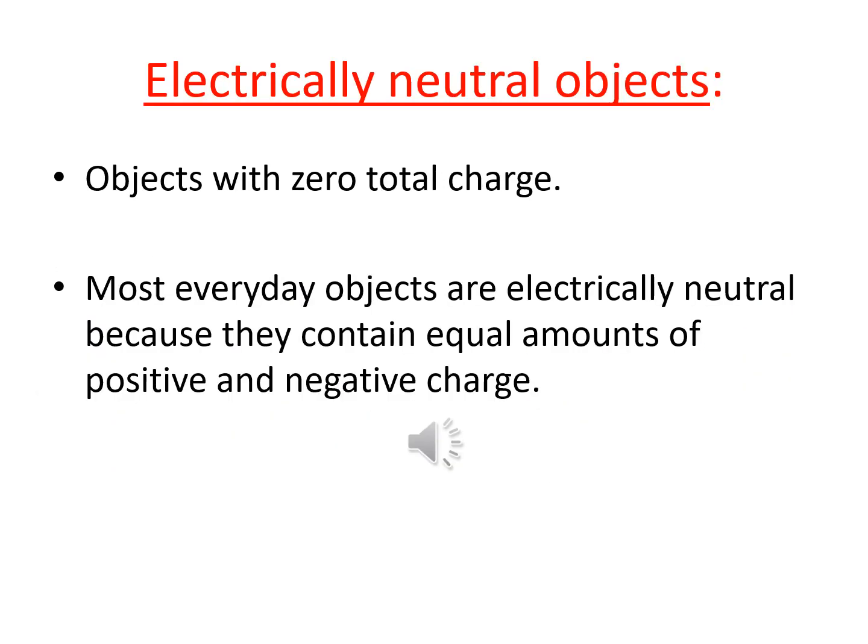Electrically neutral objects. Electrically neutral objects are objects with zero total charge. Most everyday objects are electrically neutral because they contain equal amounts of positive and negative charge. So whenever we have an electrically neutral object, the amount of positive and negative charge inside of it are equal.